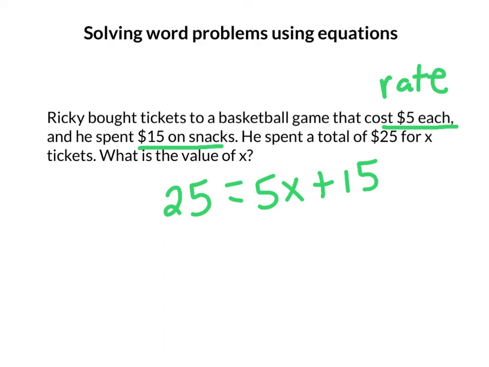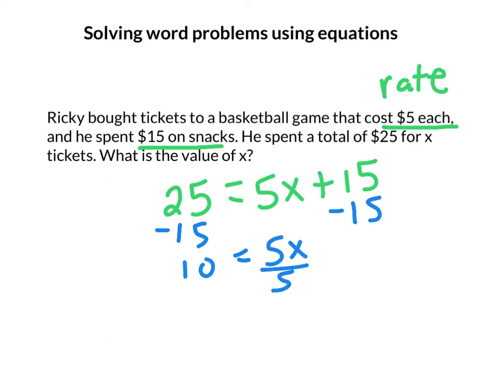And now we're going to solve. They've added 15 to both sides, so we'll subtract 15 from both sides. So 10 is equal to 5x. Divide each side of the equal sign by 5, and x is equal to 2. So he bought 2 tickets.